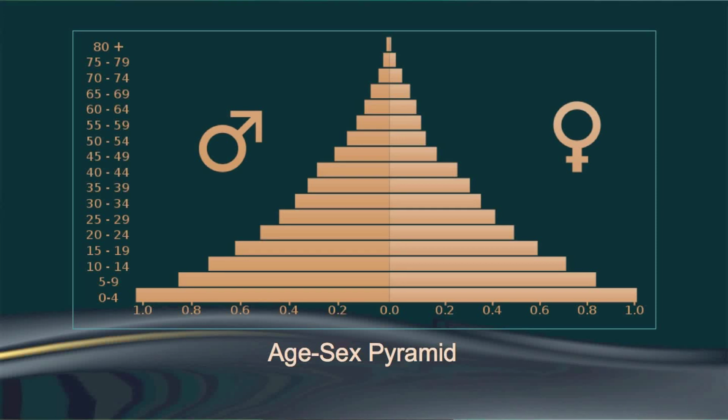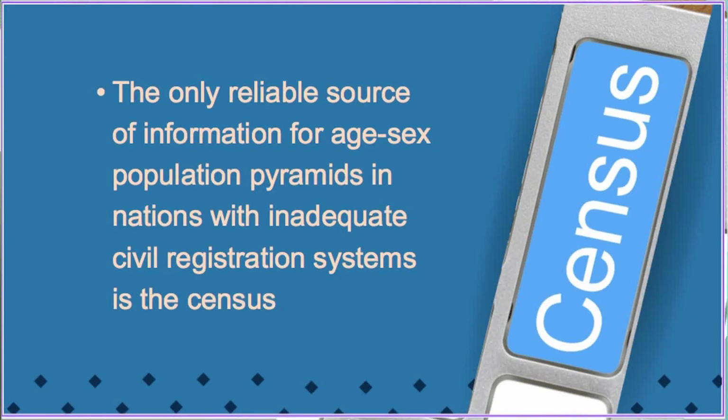The bars can show percentages of the total population, whether male or female, in each 5-year age group, or more commonly absolute numbers. The age-sex pyramid is built using annual birth and death data from the civil registration systems and census data every 10 years in the majority of developed nations. The only reliable source of information for age-sex population pyramids in nations with inadequate civil registration systems is the census.